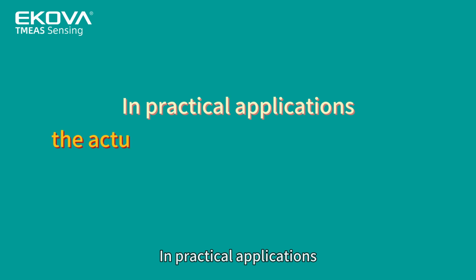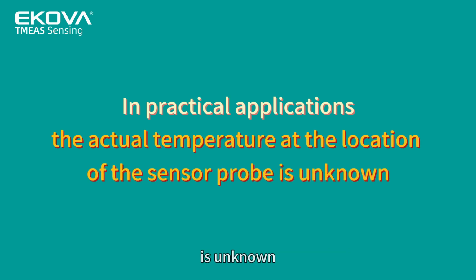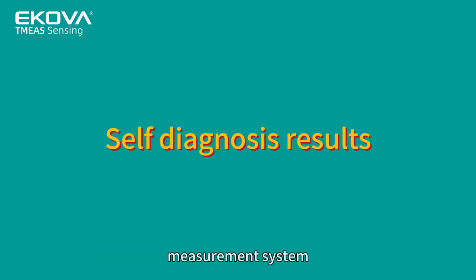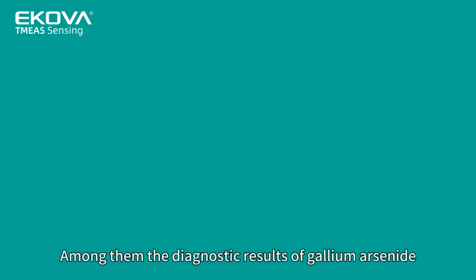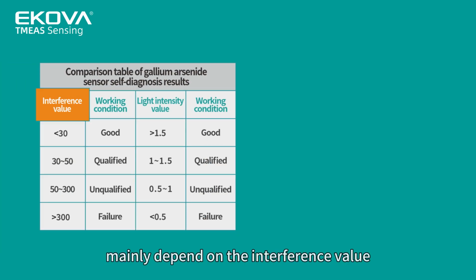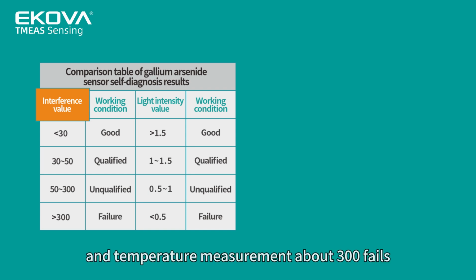In practical applications, however, because the true temperature at the sensor probe location is unknown, we can judge the accuracy of the temperature measurement system by the self-diagnostic results. Among them, the diagnostic results of gallium arsenide mainly depend on the interference value. The smaller the value, the better. The best value is below 30. It is unqualified if it exceeds 50, and temperature measurement above 300 fails.